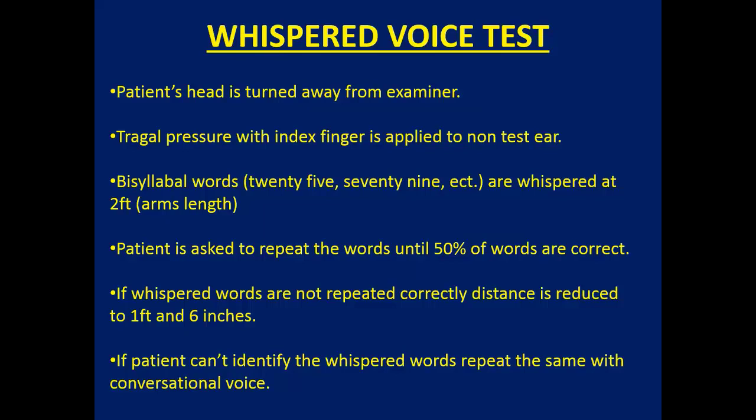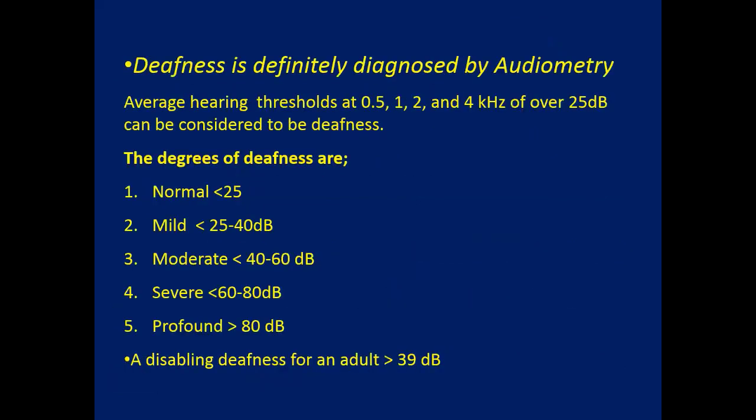And then I don't have to repeat this, because when you go through the video, you will understand. So deafness is definitely diagnosed by audiometry. So we classify it into mild, moderate, severe, profound. Disabling deafness for an adult is more than 39 decibels. So if the deafness is around 40 decibels, then the person is disabled.